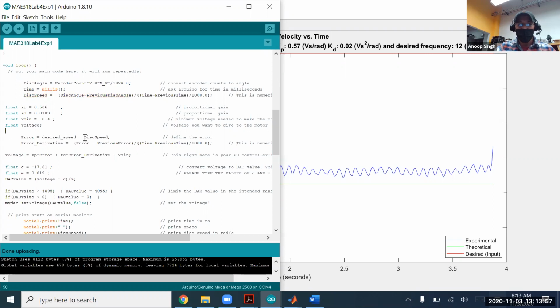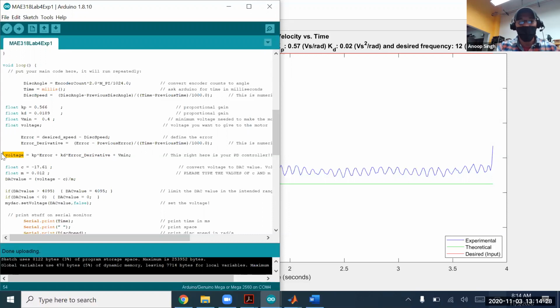But the proportional controller does even one step further. The PD controller does the derivative of the error. So angle had a little bit of error. Disk speed is going to have more error because of differentiation, because of division by a small number. And the error derivative is going to have even more error. So the error derivative is a very noisy term. And therefore, the voltage you are giving to the motor is also very noisy as calculated. So that's why the motor speed was so jittery.